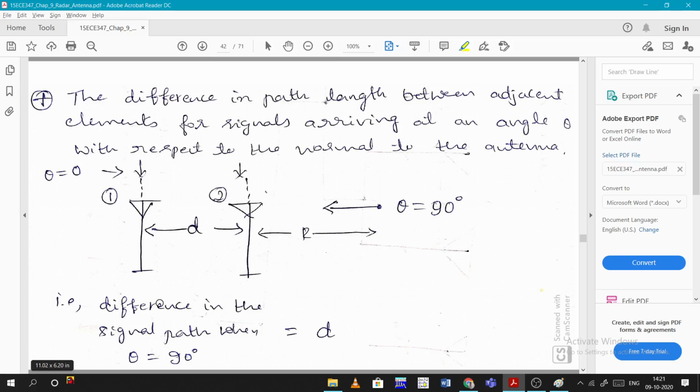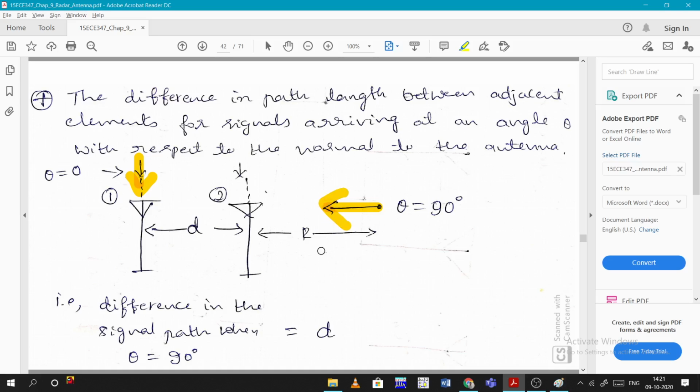So let us look into the maths behind it. Let us take two antennas separated by distance d, and a target which is at a distance r from the radar to antenna 2. Now there will be two cases. In one case the signal is coming at 0 degrees, like this. The other case is 90 degrees, perpendicular to this line.